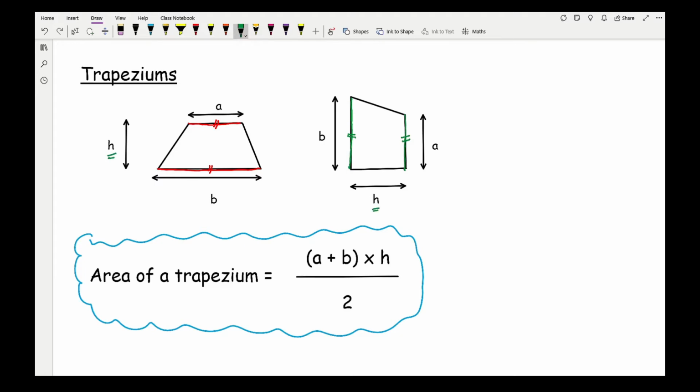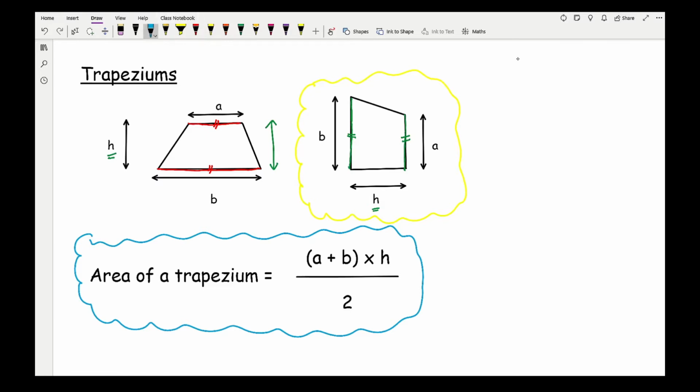Now, when you've got a trapezium that looks like a cartoon roof, then it's quite easy to know that this length here is going to be the height. However, if you have got a trapezium that looks like this, then it is important that you recognize what the height is going to be, and it's going to be the straight line that connects the two parallel sides together.